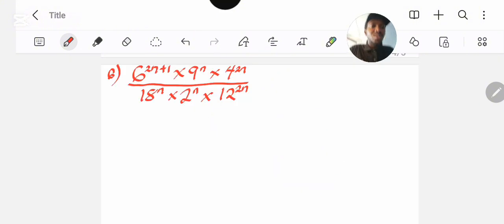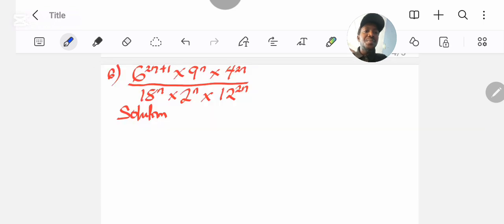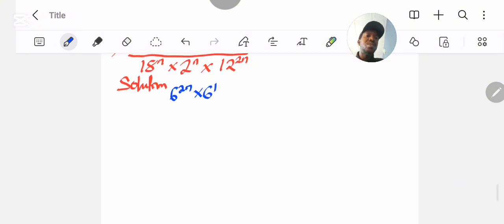All right, so for this next question, it looks trickish, but we are going to be applying some wisdom to solve this question. So solution, we have that. From here now, we have 6 raised to the power 2n plus 1. Now, we want to change each of these bases. This 6 now is the same as 6 raised to the power 2n times 6 raised to the power 1.